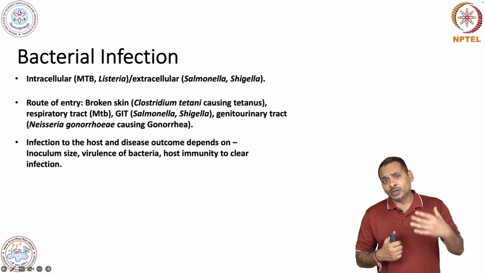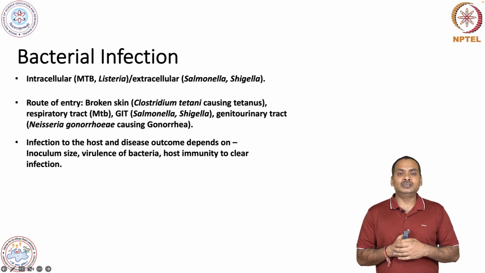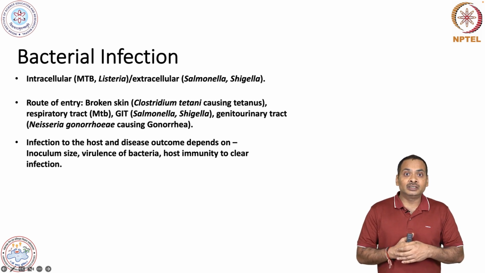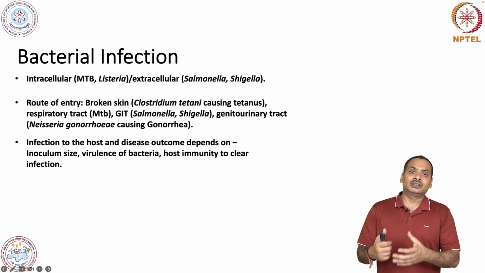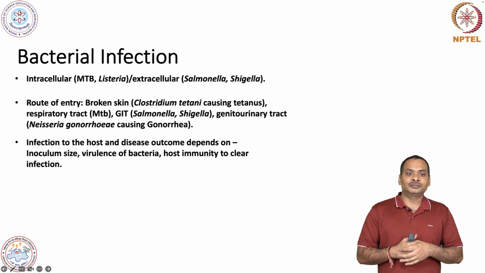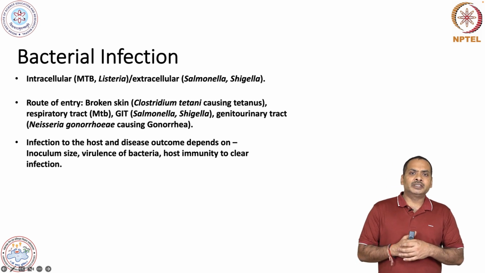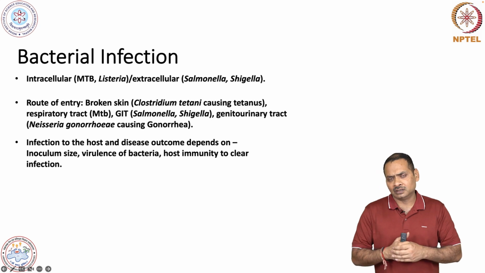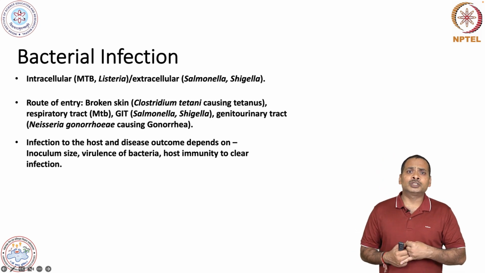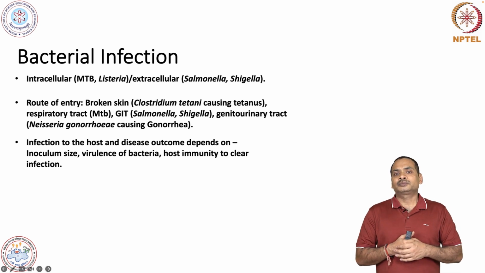Another factor is the virulence of the pathogen. If the bacterium is extremely virulent, then a very small dose is sufficient to establish infection and cause disease. Another very important factor is host immunity to clear the infection, which is dependent on various factors. The first and most important factor is the genetic makeup of the host.